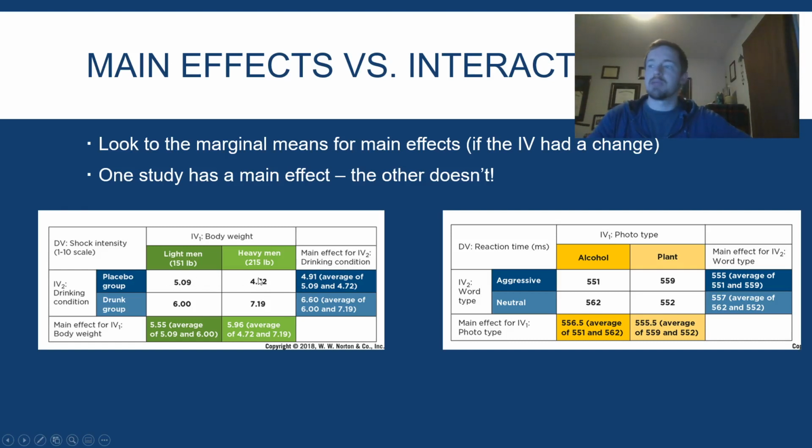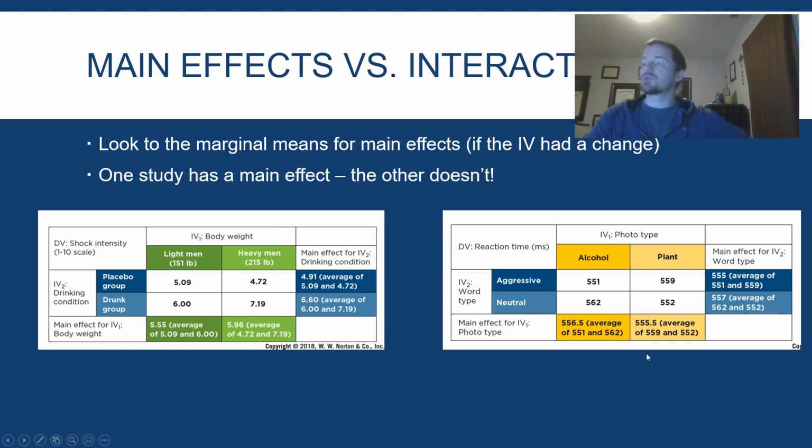So you're going to take 5.09, which is for light men, and 4.72, which is for heavy men. You're going to collapse those together, get the average, which is 4.91, and you're going to do the same thing for the drunk group. Based on that, you can compare these, and you can say, yes, 6.6 is higher than 4.9, so it looks like there was a difference. There was a main effect of drinking condition. If we look at this again for body weight, we would say yes, there is a main effect here too, because for light men the average is 5.5, and for heavy men the average is 5.96. There is a difference there, and so we would say there is a main effect here.